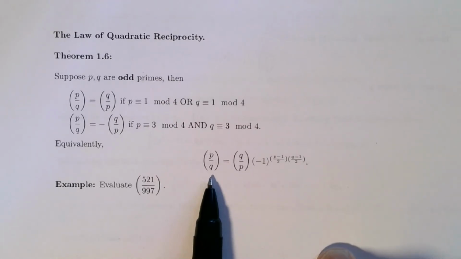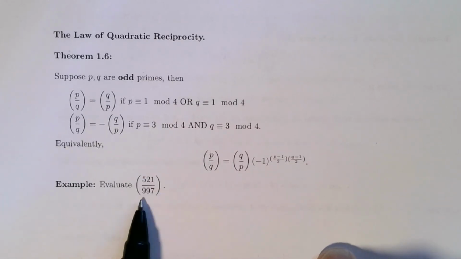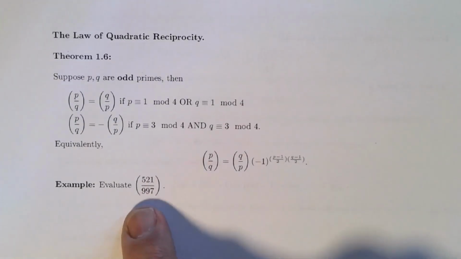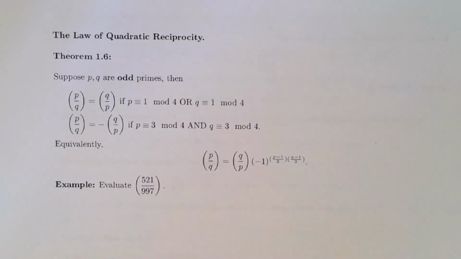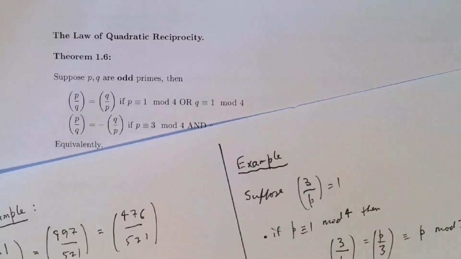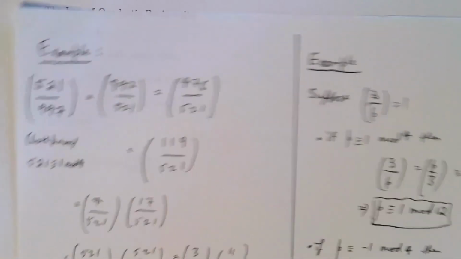So before we do the proof of this, I want to do an example to show you how this works. We're going to evaluate 521 on 997. That is, we're going to ask the question, is 521 a square modulo 997? I have to tell you that both of these numbers are prime. You can check that yourself, but both of these happen to be prime numbers.